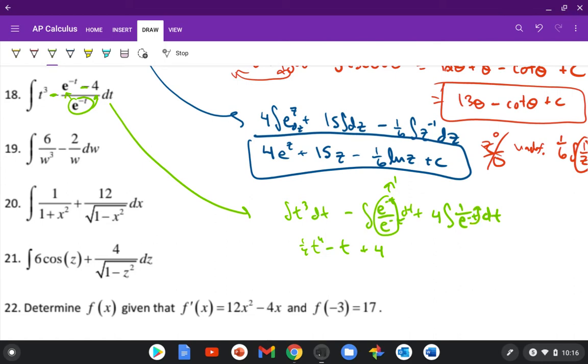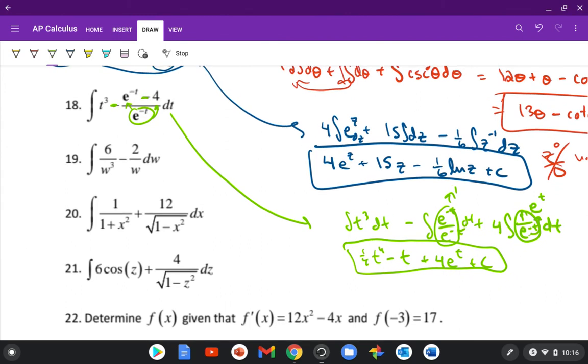1 over e to the negative t is just the same thing as saying e to the positive t. Because remember, when you take something up, you got to add a negative to it. Well, this one's already negative, so that 1 over e to the negative t is actually just e to the positive t. So the integral of that would just then be e to the t plus c.